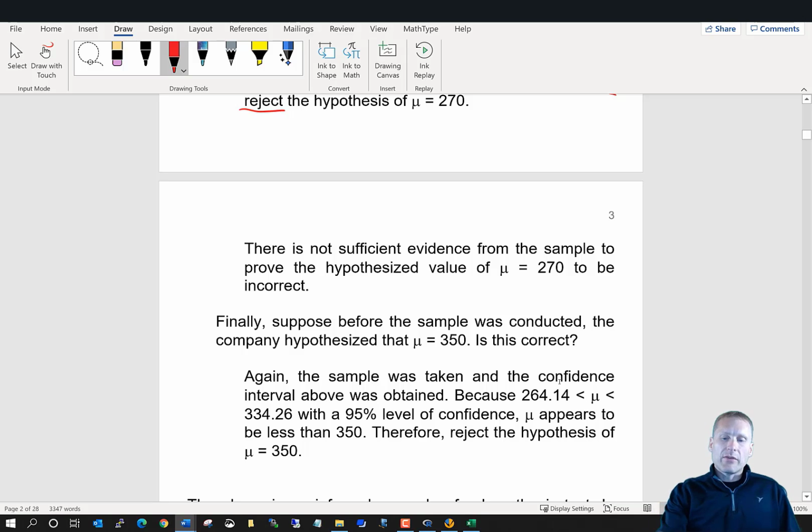So another way to phrase all this then is there's not sufficient evidence. And again, this is a key phrase here that you're going to see me use throughout. From the sample to prove the hypothesized value of mu equal 270 is incorrect.